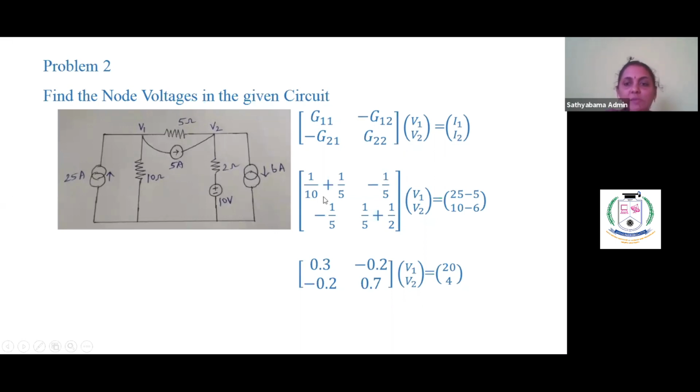So that is what has been put here, 10 minus 6. Now pull out your calculator and solve this, put it in decimal. After solving, you will get a matrix like this: 25 minus 5 is 20, 10 minus 6 is 4. Now we have got this matrix, right? Now the question is to find the node voltages, so we have to find V1 and V2.